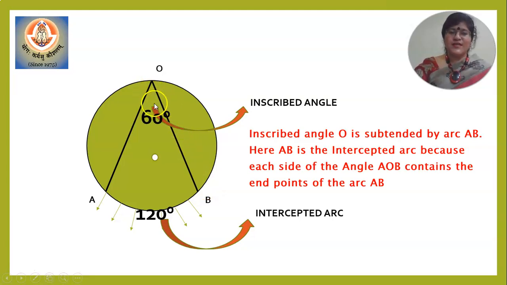So what is the relation between this 60 and 120? Can I say that the inscribed angle is half the measure of the intercepted arc? Because 60 is half of 120. And at the same time, I repeat, if this is the central angle, what will be the measure of this angle? It will be 120, because whatever is the central angle, the same is the corresponding minor arc.